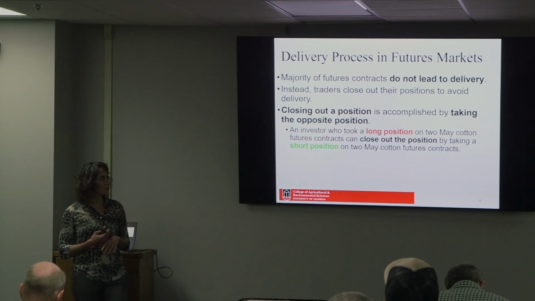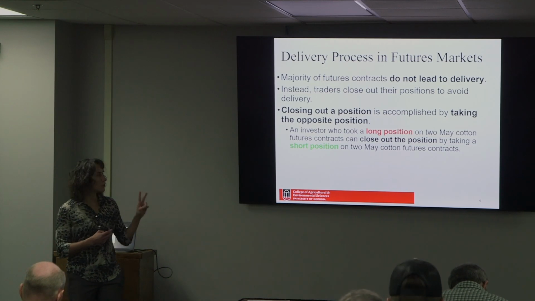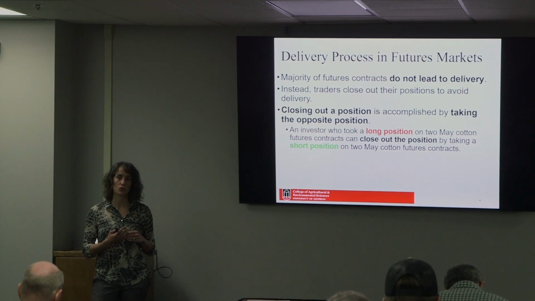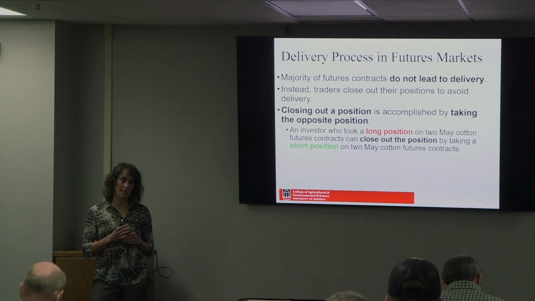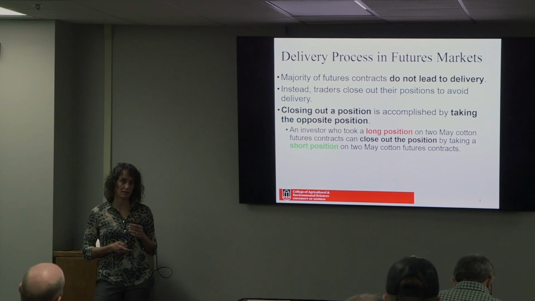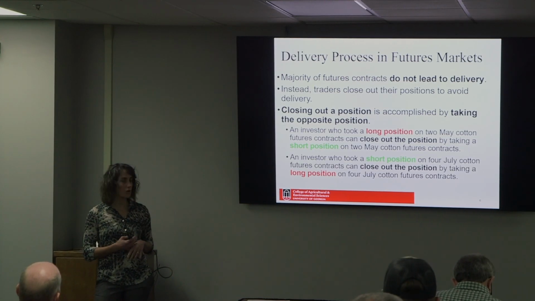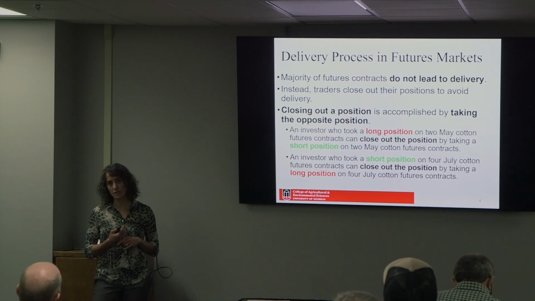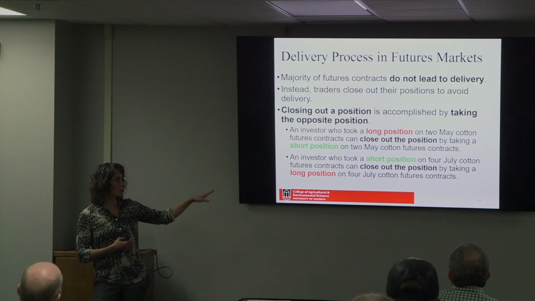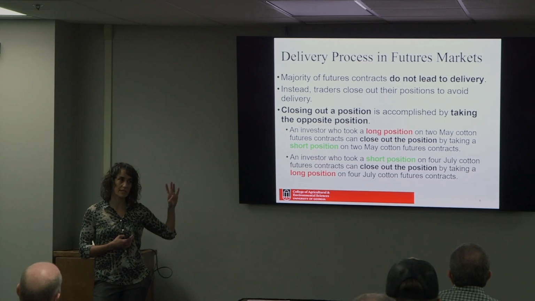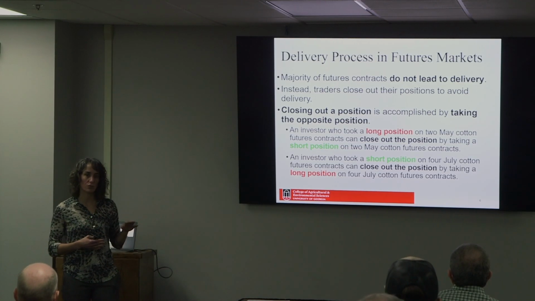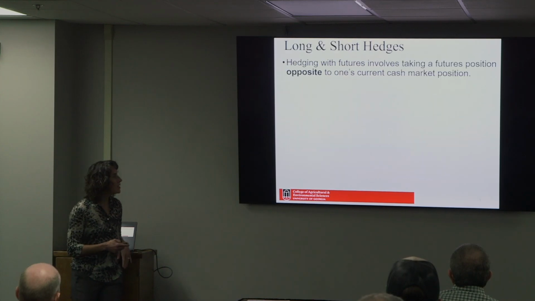So for instance, if you took a long position on a May delivery cotton futures contract, to close it out, you will take a short position on that same delivery futures contract. It has to be the same number of contracts in May delivery. If you took a short position on July maturity cotton futures, this time you will take a long position to close it out. That is important. The maturity months have to match, the number of contracts have to match. Otherwise, you are opening a new position, right? So it has to completely neutralize your existing position.